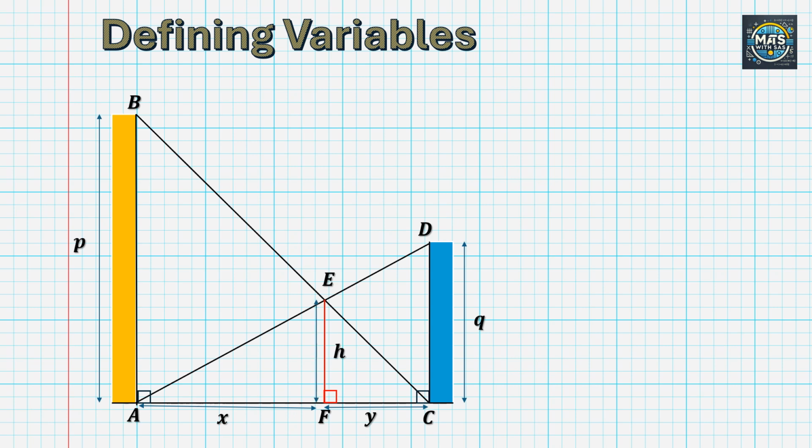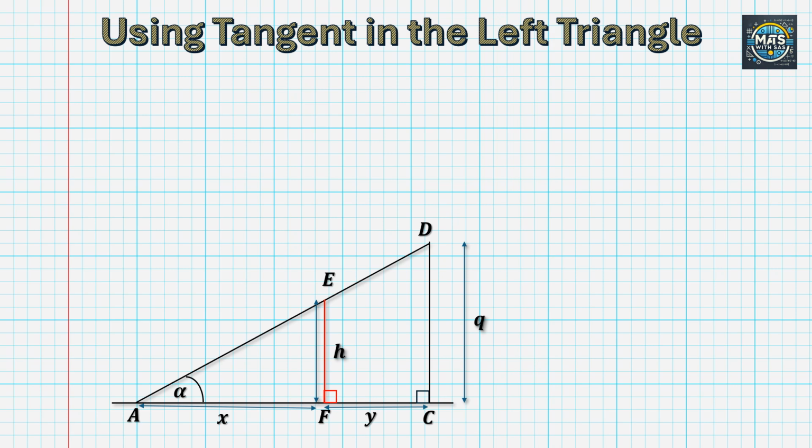We also define two important angles. Alpha, which is the angle in the left triangle. Beta, which is the angle in the right triangle. Now, let's apply trigonometry to solve for h. First, let's take the left triangle, which contains alpha.